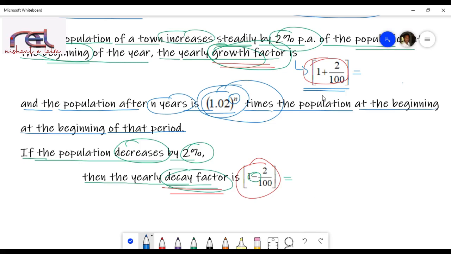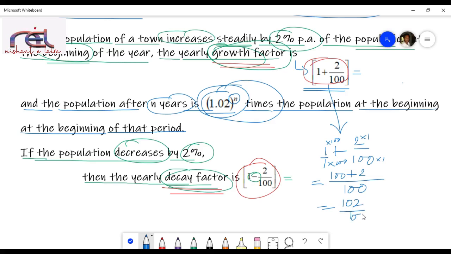Suppose I will just explain to you how we get the growth factor. Many of you know how to solve this, but I would just like to show it here for those who still do not know it. So 1 plus 2 by 100, we find the LCM, we multiply with 100, 1 to get 100. That's why we write 100 over there, and 100 into 1 will be 100 LCM. Same number 1, we'll multiply with 2. So 100 plus 2 is 102 by 100. We can keep it as a fraction, 102 by 100. Mostly we keep it as a fraction, but if you want to simplify it further, you will get 1.02. I hope you understood how we calculated the growth factor.